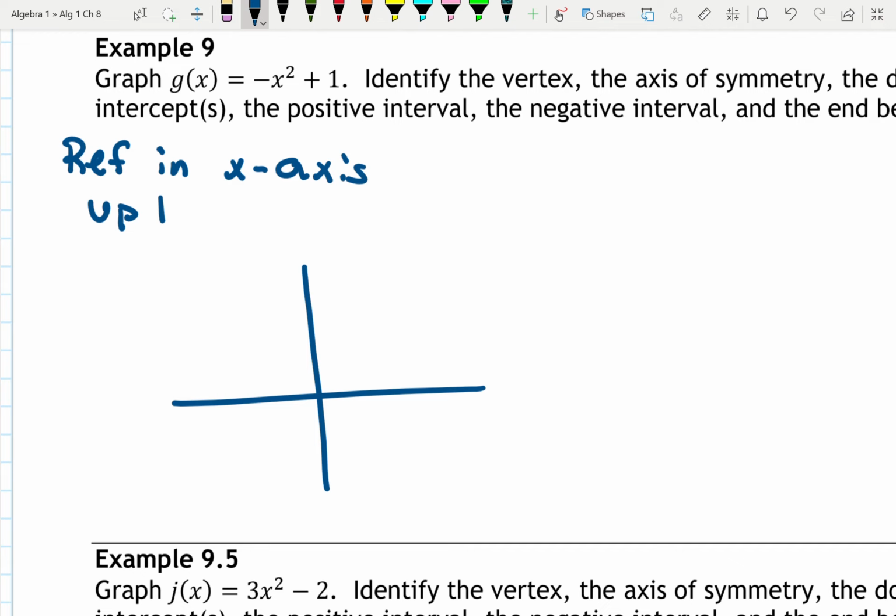Like before, I want to graph my parent first. So I'm going to graph at 0, 0. Then I'll put on a few points here, or a few tallies there. Up 1 over 1 in both directions. And then I'll go up 4 and over 2 in both directions. So there's my parent.